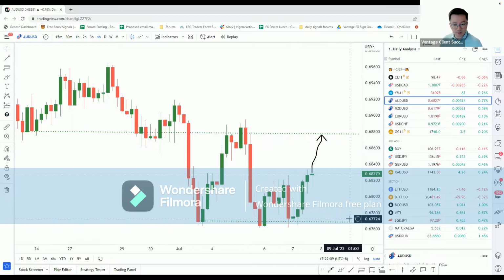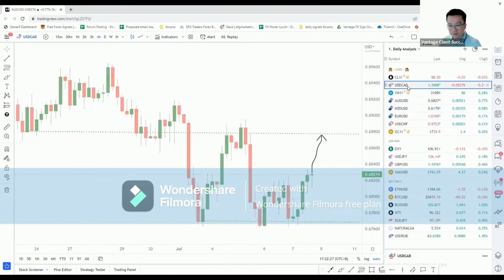So that's the Aussie dollar. I think that we could see that push up. Then, now I've got a request here for the US CAD long, New Zealand yen short. I'll jump straight to the US CAD first.